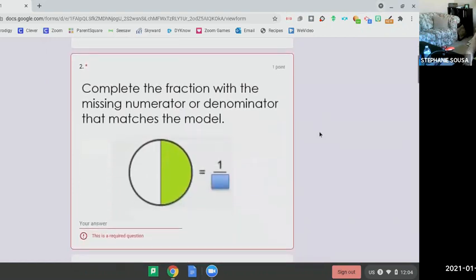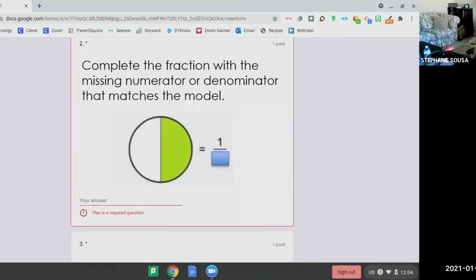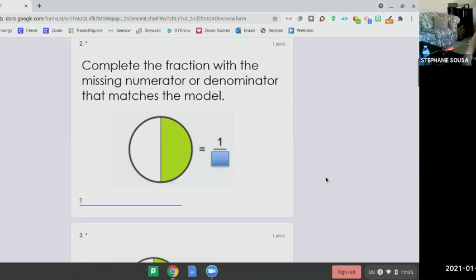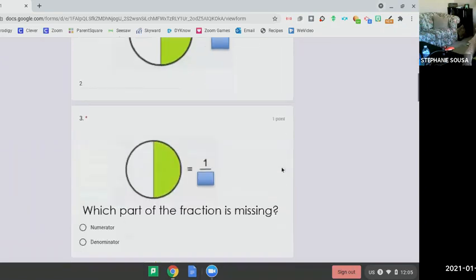All right, complete the fraction with the missing numerator or denominator that matches the model. If I didn't know what numerators or denominators were, I can get out my trusty dusty notebook. And I can see that the bottom number is missing, and the bottom number in a fraction is a denominator. A denominator tells how many parts are there in the whole. There are two parts. There's a white part. There is a lime green part. 2 should have been your correct answer.